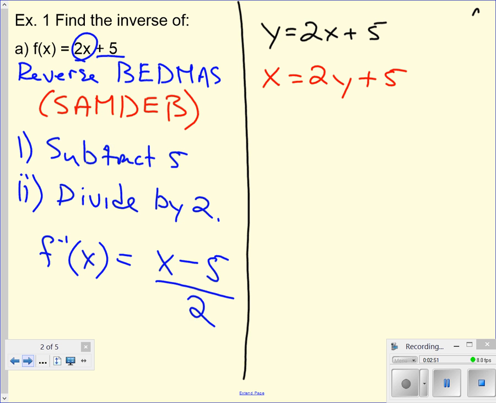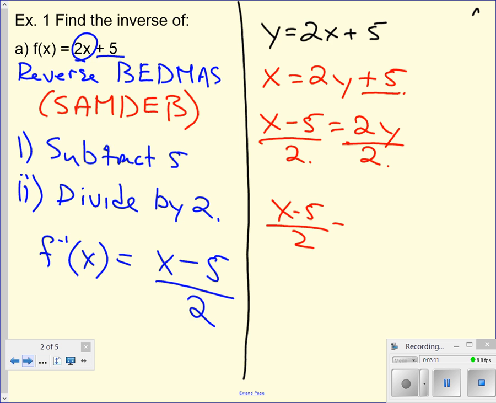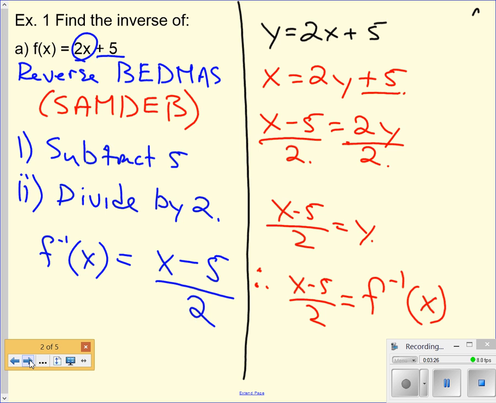From here, we just isolate for y, like any normal algebraic equation. I have plus 5 here, so to bring it over, I have x minus 5 now equal to 2y. If I want to bring it down to 1y, I divide both sides by 2, and I get x minus 5 divided by 2 equal to y, and therefore x minus 5 divided by 2 is equal to my inverse function, f inverse of x.